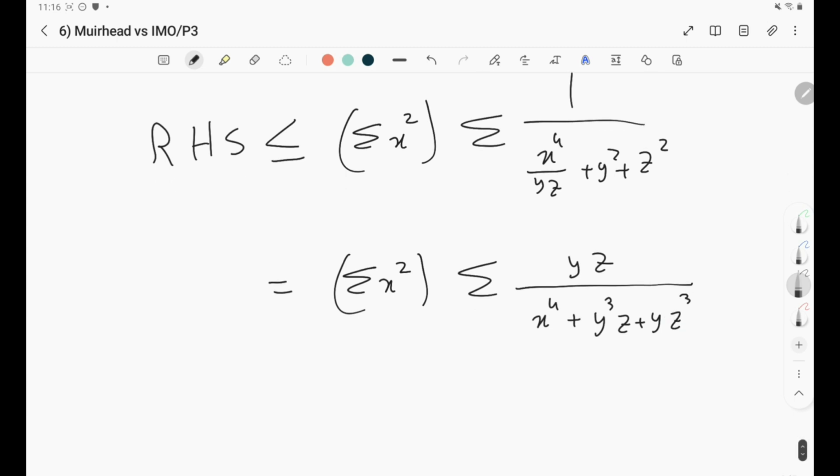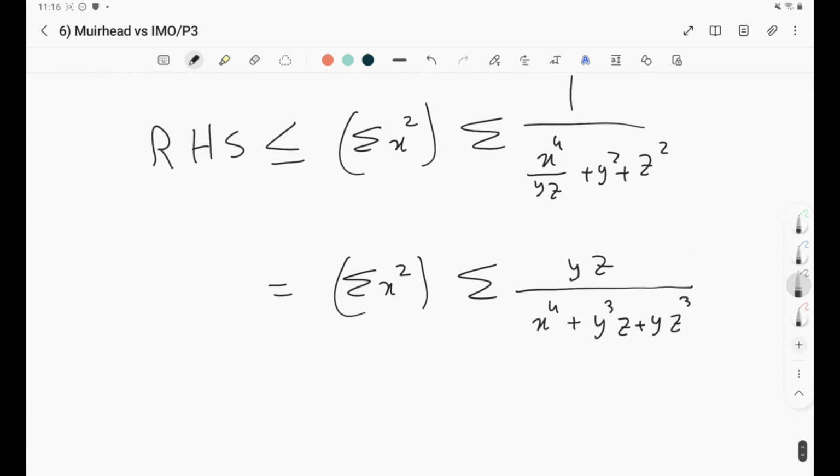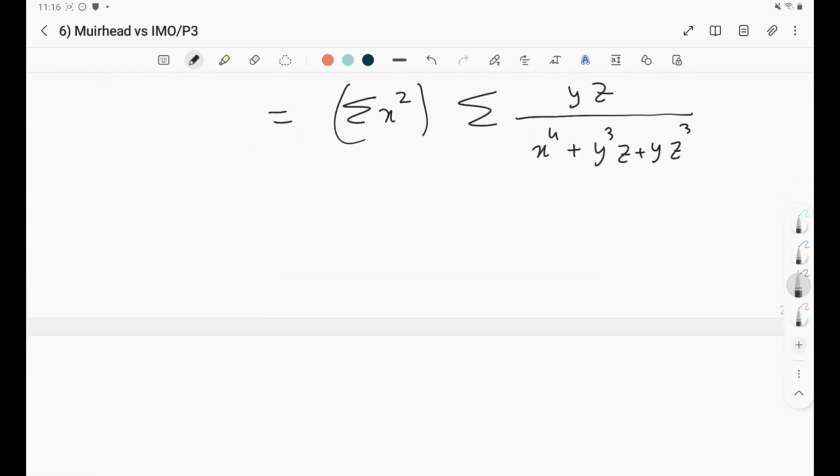Okay, that looks perfect. This has degree 1, and now our goal is to show that this thing is less than 3. So now our goal is to show this inequality.